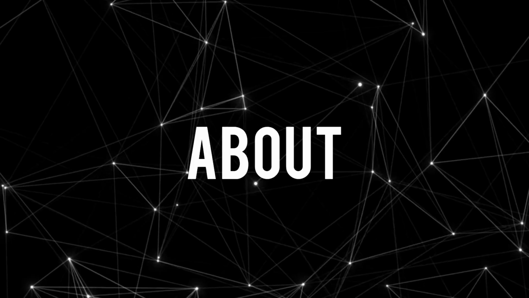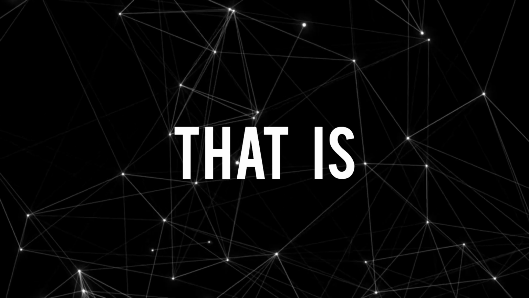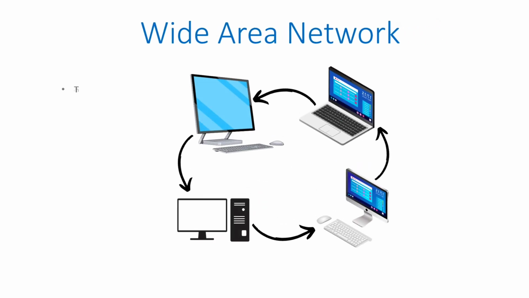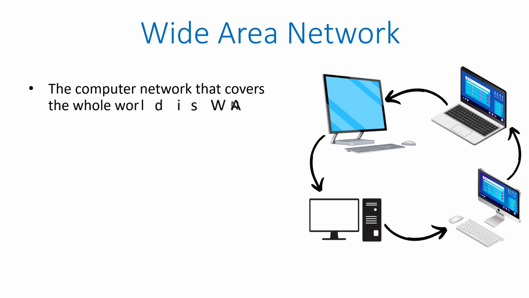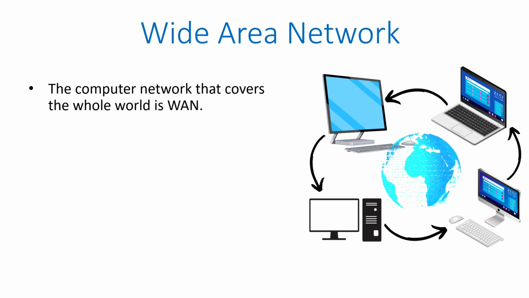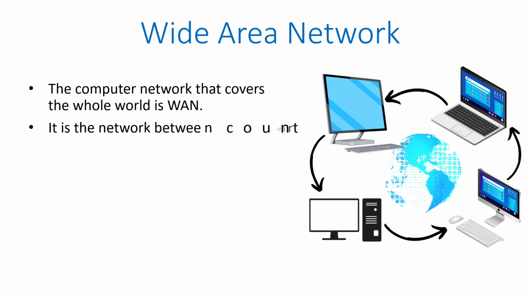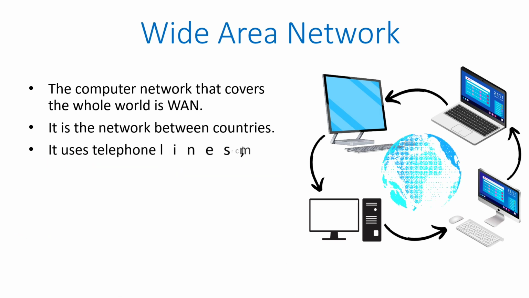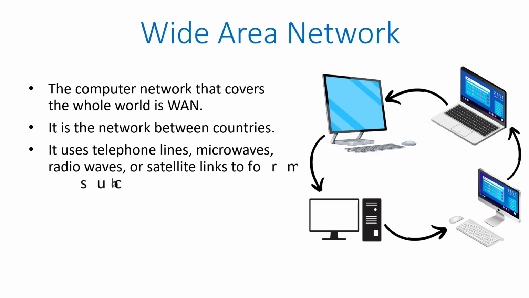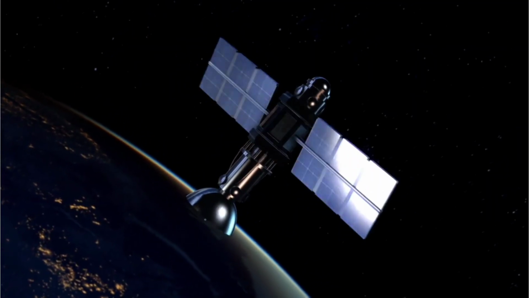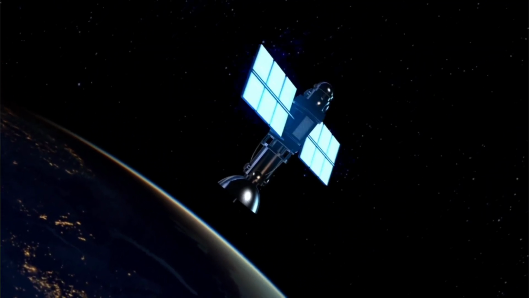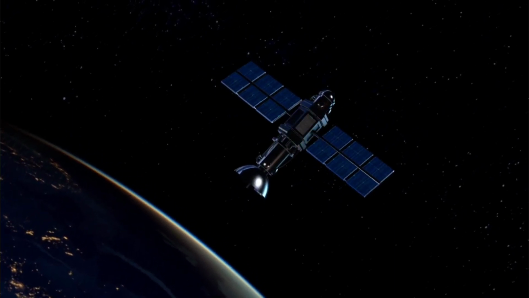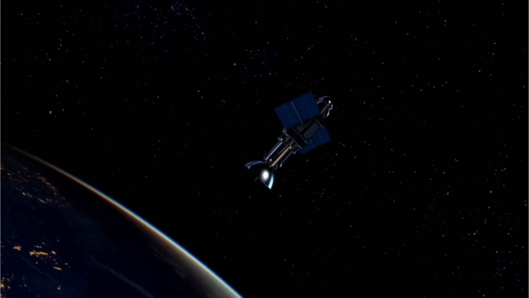Finally, let me tell you about the largest computer network, that is wide area network. Actually, the computer network that covers the whole world is wide area network. It has the capacity to connect all the computers of the world. It is the network that spreads in between the countries. It uses telephone lines, microwaves, radio waves or satellite links to form such a big network. So it uses the satellites as well as other transmission media to connect all the computers of the world.